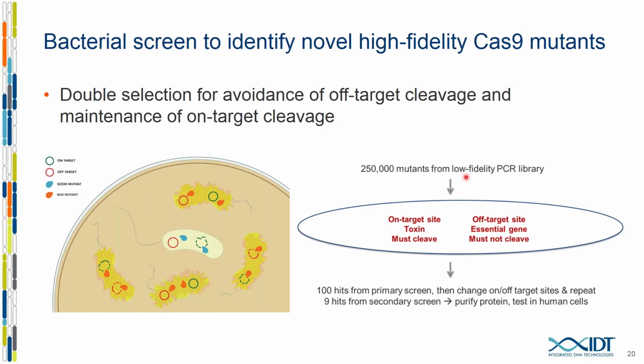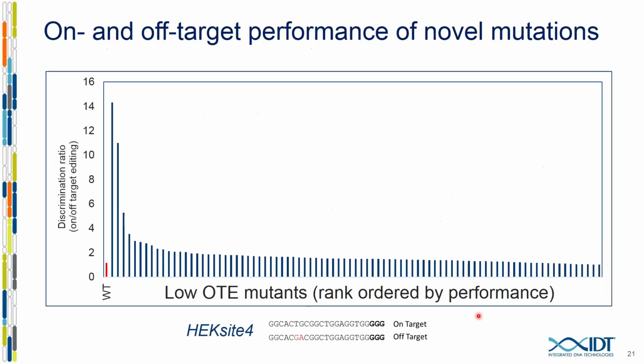So we made a library of Cas9 mutants with low fidelity PCR. We screened about 250,000 of them. We got roughly 100 hits from the screen, and we put them through the ringer, changing on and off target site pairs, doing repeats, et cetera, and ultimately purifying and testing the best of these. And this is the data that came out of that original primary screen.